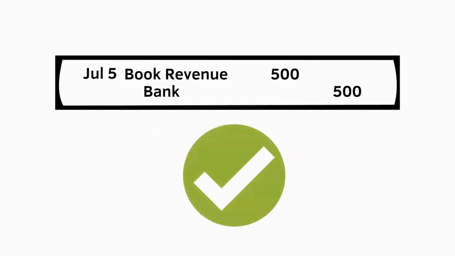The entry then would look like this. July 5th, when the actual transaction happened, we're going to debit book revenue for $500 on the left side and credit bank $500 on the credit side or the right side. As you can see, I added the indent. This would be the correct way to write a journal entry in this case.